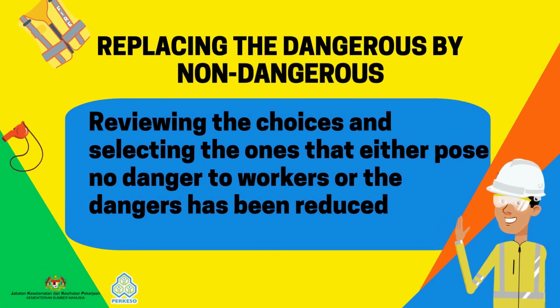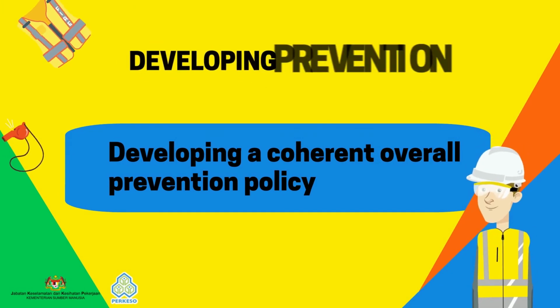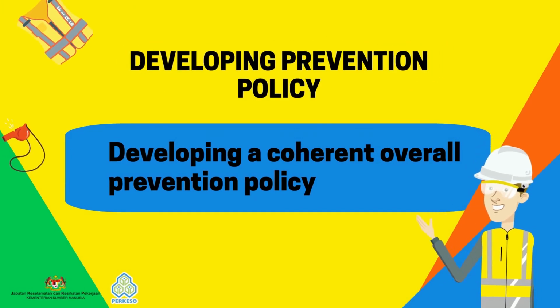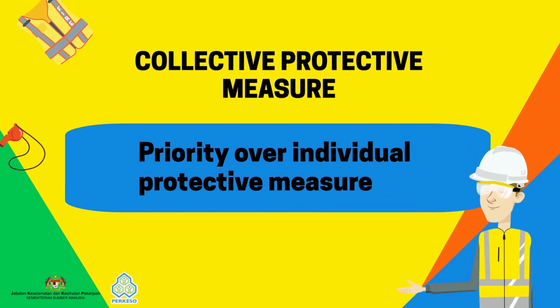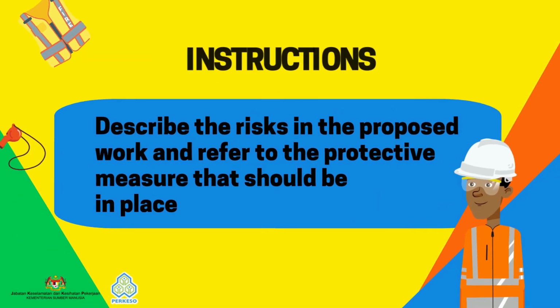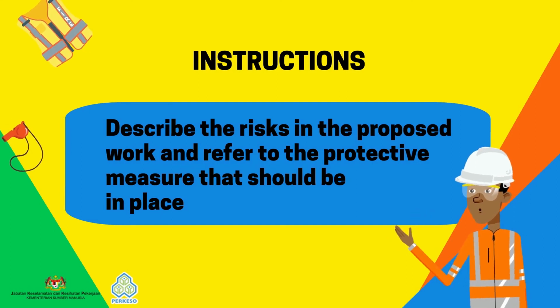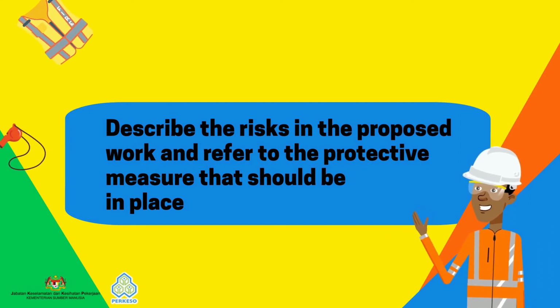Replacing the dangerous by non-dangerous. Reviewing the choices and selecting the ones that either pose no danger to workers or where the danger has been reduced. Developing prevention policy. Developing a coherent overall prevention policy. Collective protective measures. Priority over individual protective measures. Instructions. Describe the risks in the proposed work and refer to the protective measures that should be in place.